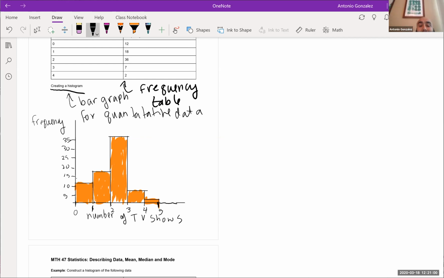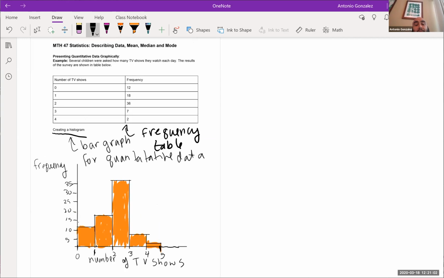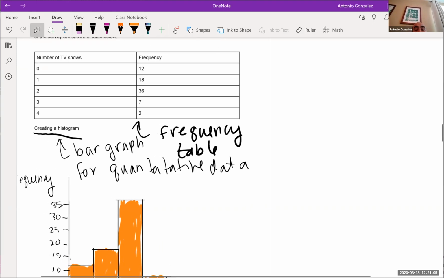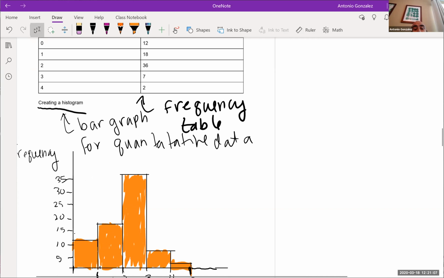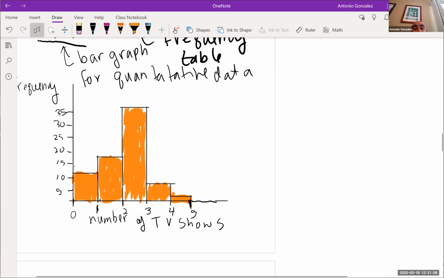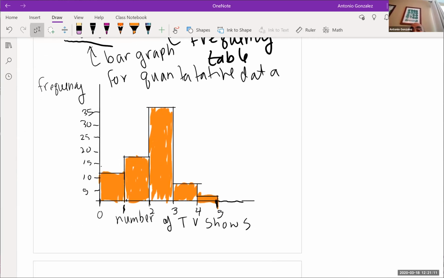And then from there, again, it's just a visual representation of our data that we have in a frequency table. We just now switched it over into a chart form. All right, so also a bar graph, but again, we only call it a bar graph when we're talking about qualitative data.